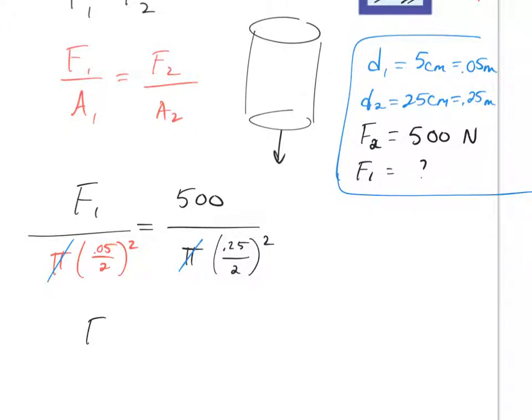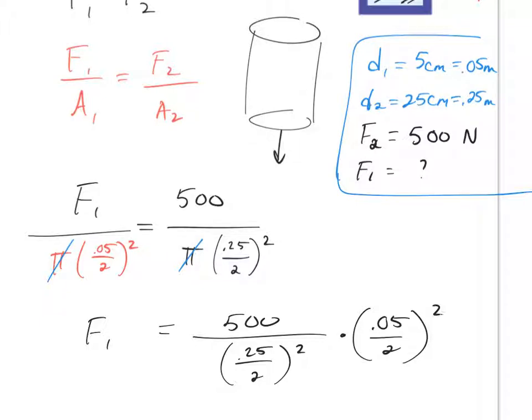So if we're solving for F1, we've got 500 over 0.25 over 2 squared, times the other value, 0.05 over 2 squared. Okay, think logically, guys. This is your denominator. How do you get rid of it? Multiply it up on this side, which is what's putting it over here on the far right. Again, we're getting rid of this right here, multiply it up, puts it over here.